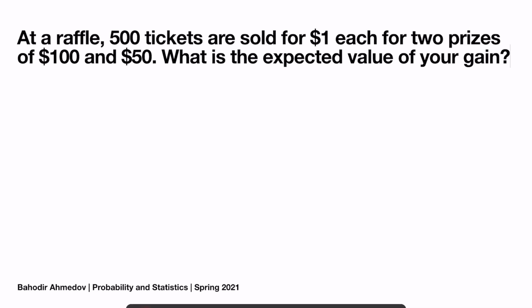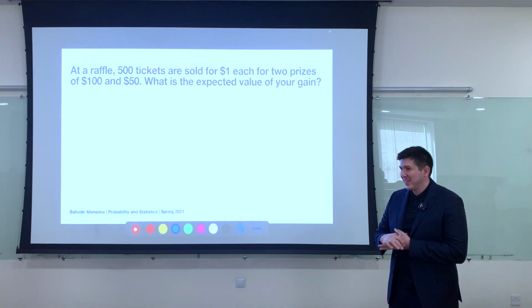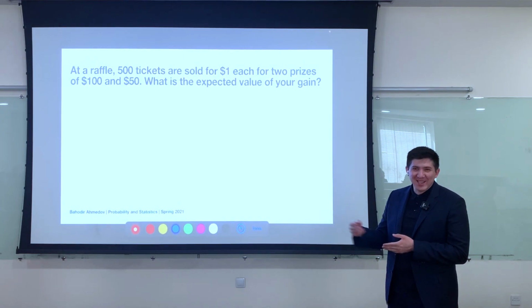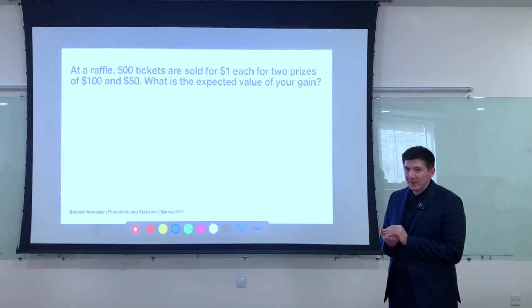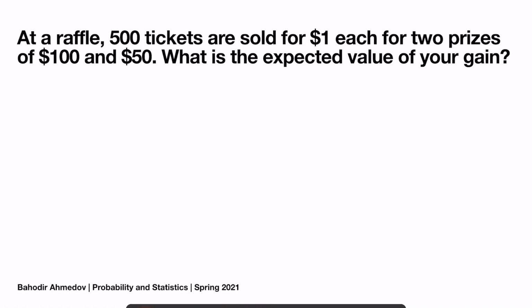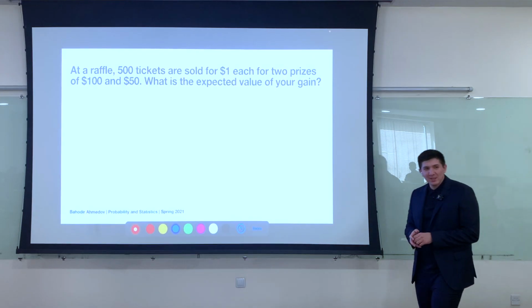At the raffle, there are 500 tickets. So let's assume that I would like to issue 500 tickets for Nowruz, and I would like to sell each to you for $1. And there are 2 winning tickets. One is $100, and the second one is $50. If you buy one of the tickets, how much gain should you expect? How much profit should you expect from one ticket? Do you understand the question?